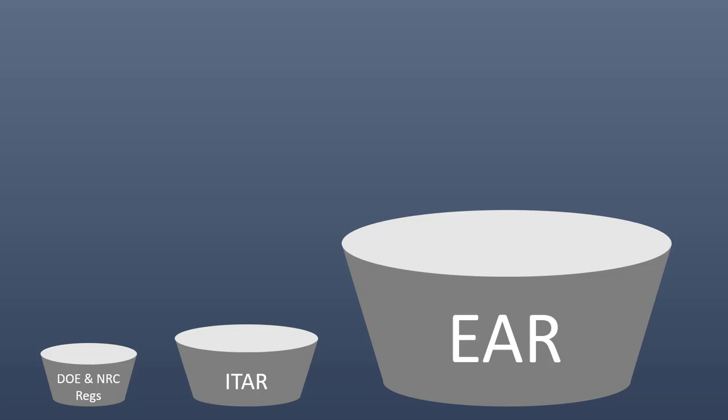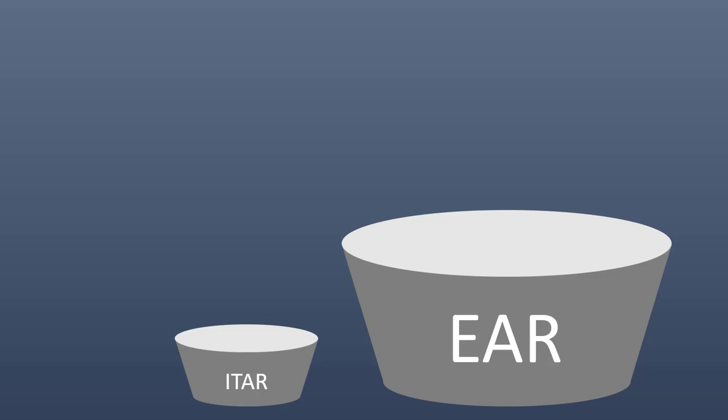The first bucket is the smallest, and it deals with the rules of the US Department of Energy and the Nuclear Regulatory Commission. This bucket is the smallest because the rules deal only with stuff related to atomic energy. This bucket of rules is outside the scope of what we're going to deal with in this training because it's unlikely to come up with the overwhelming majority of space industry businesses. Instead, we're going to focus on the next 2 buckets.